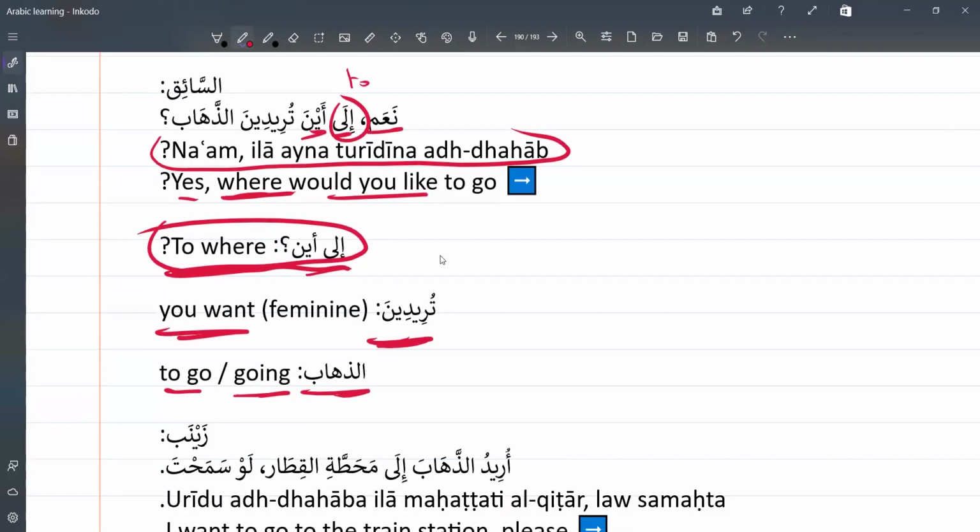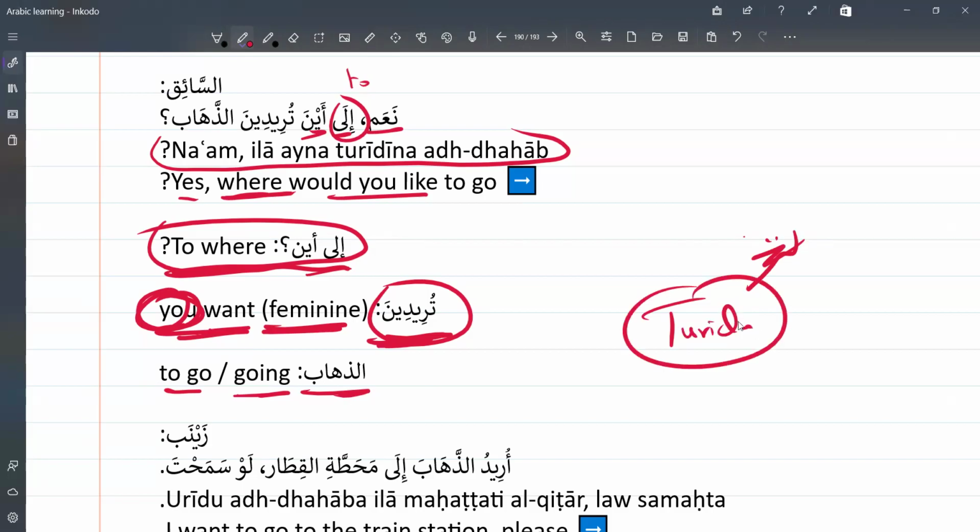Now this is a verb. Turidina is a variation of a verb, used for second person feminine, and it means you want, right? But if it were a male in the passenger's role, then the driver would have said Turidu. Turidu again means you want, but for a male.